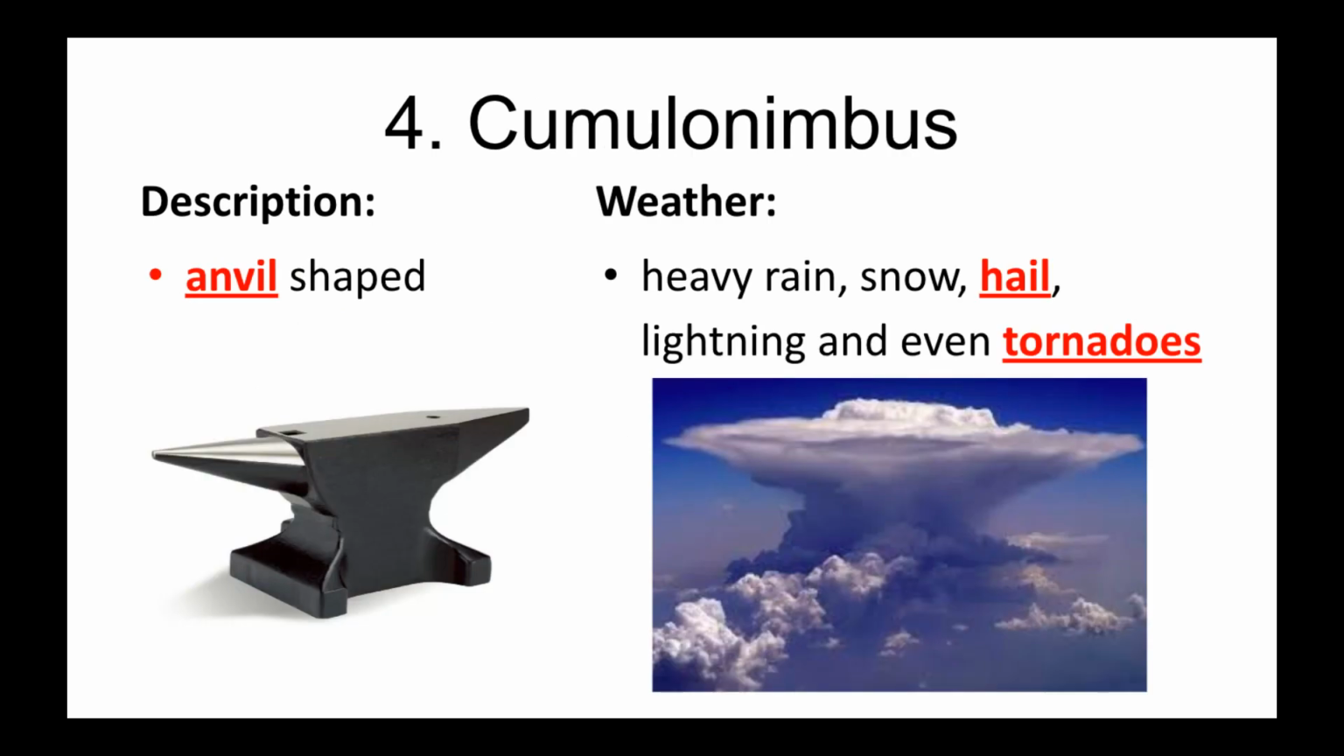And our fourth type we're going to look at is cumulonimbus. Cumulonimbus is a special type of cloud that's anvil shaped. These usually bring really heavy rain like thunderstorms and lightning. They can bring blizzards, hail, and even tornadoes.